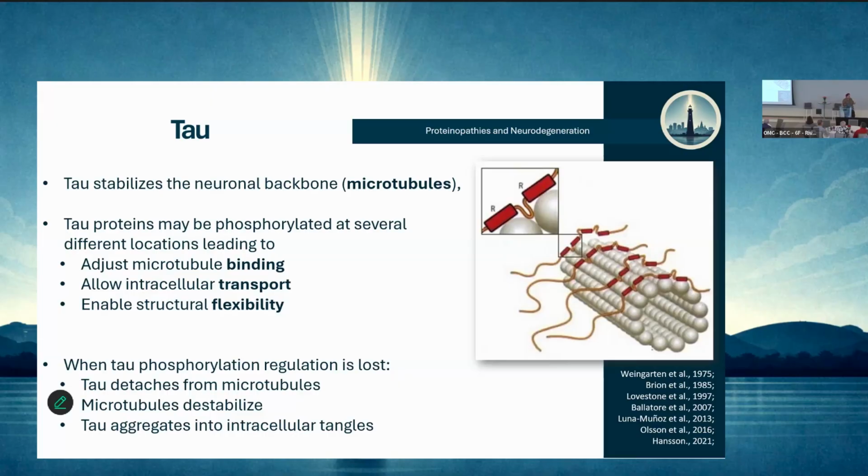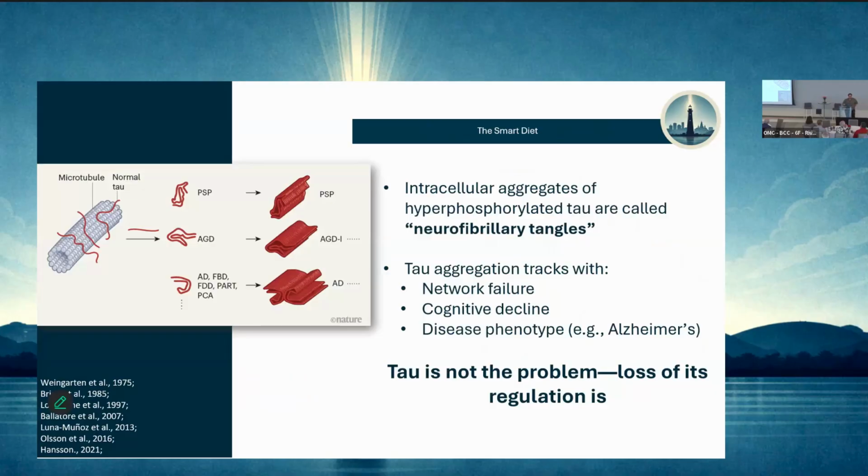And this phosphorylation, even though this is a little bit beyond the scope of this talk, can occur at different areas on the microtubule in different diseases. So as I already mentioned, these aggregates of hyperphosphorylated tau, so tau with a lot of phosphate on them, can form these tangles inside cells, which are toxic.